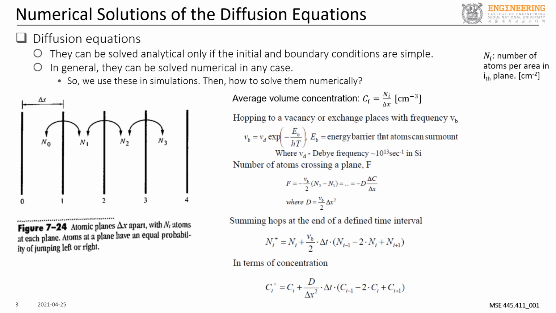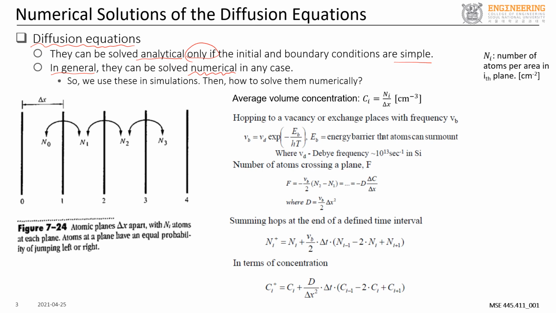So numerical solutions. What we want to do is basically solve these diffusion equations, which we talked about in part 1, such as Fick's law. But they can be solved analytically only if the initial and boundary conditions are simple. So in general, you cannot obtain the analytical solutions, so you have to solve the problem numerically. So how to solve them numerically? That's the question we want to answer.